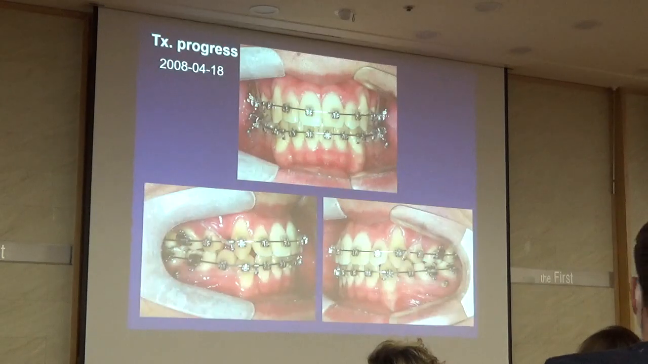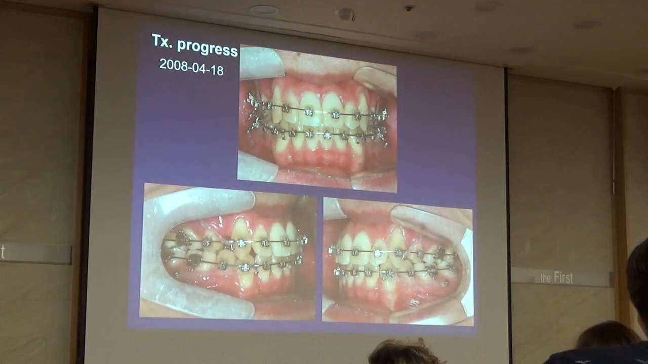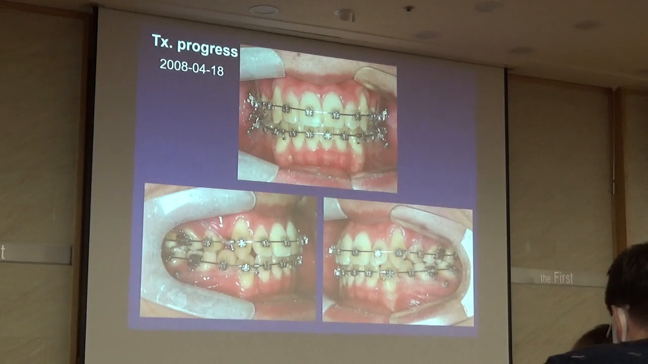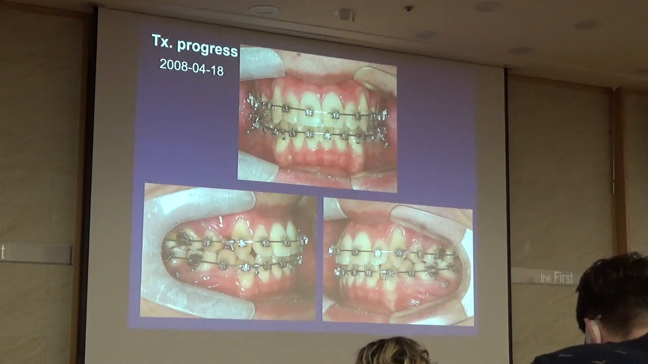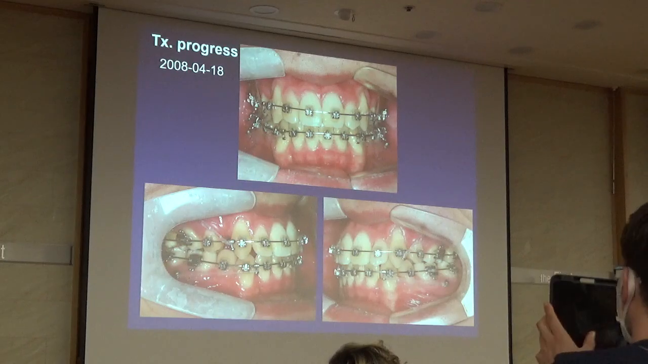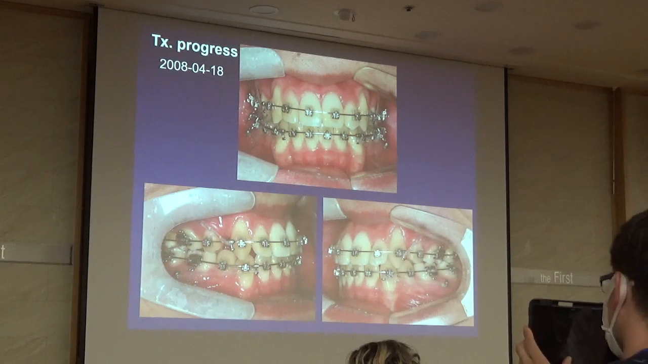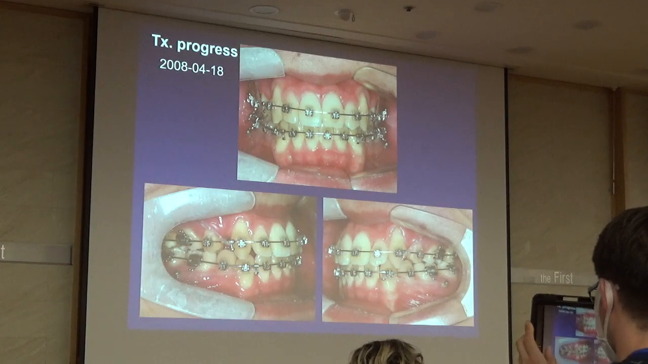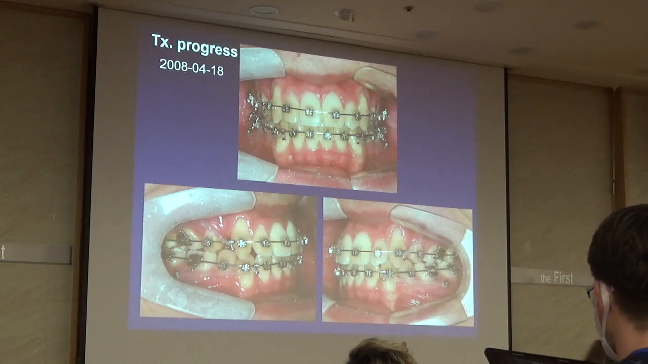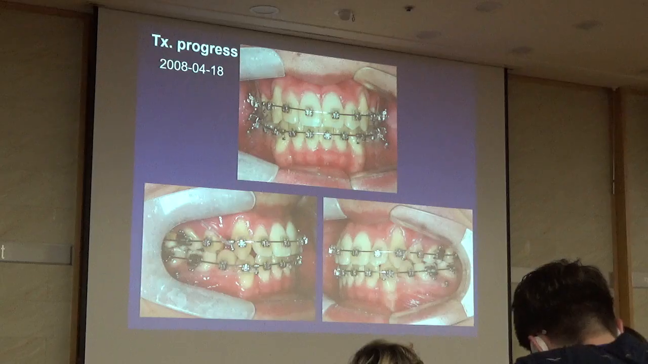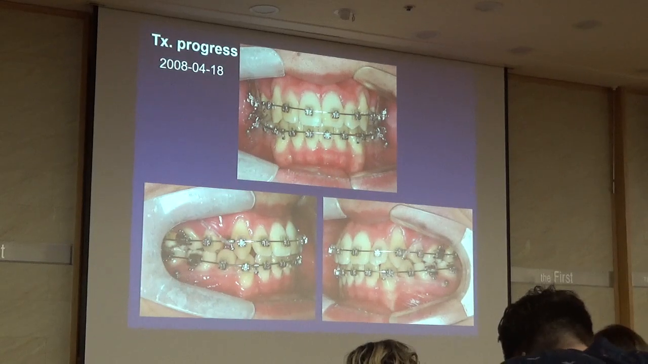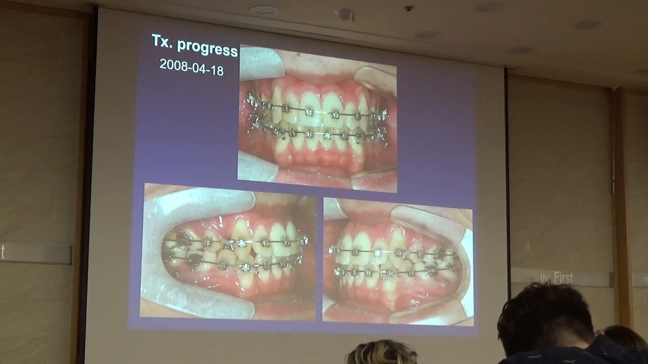So what else do you do? Now we found the cause. It was because of the controlled tipping. Controlled tipping is normally good. Controlled tipping sounds good. But in this case, it should have been intrusive controlled tipping. Do you understand? It should have been intrusive controlled tipping.